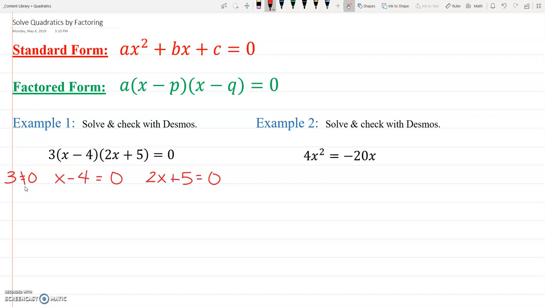And here's what I want to tell you. People always ask me this question. Mr. Ray, when I'm solving quadratics by factoring, does that 3 just disappear? Not really. The 3 just does not affect your answers. And that's what we're looking for. We're looking for solutions to this math problem. The 3 does not affect those solutions.